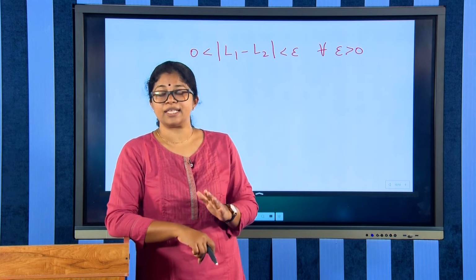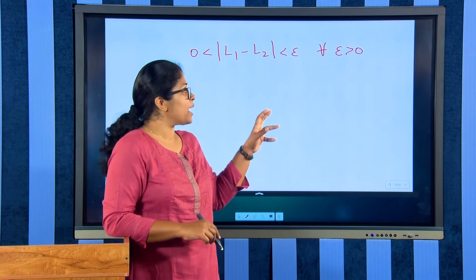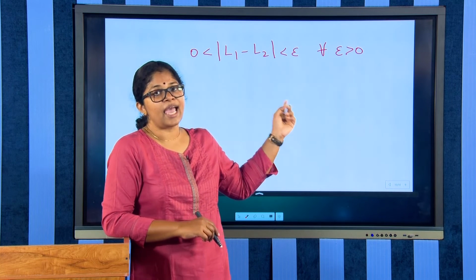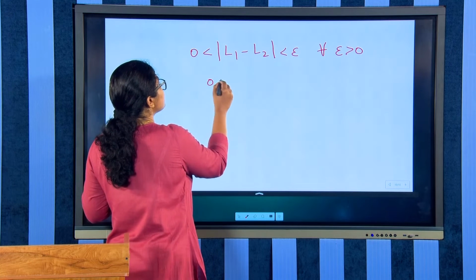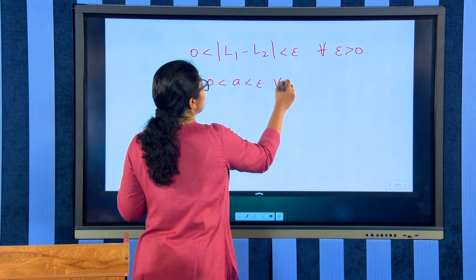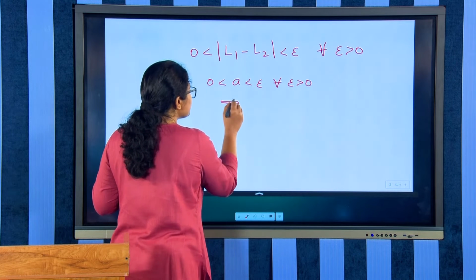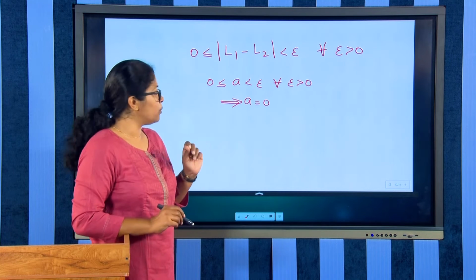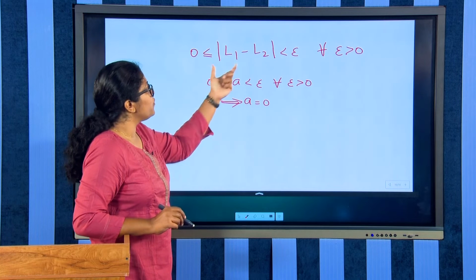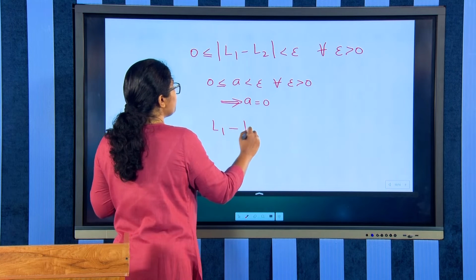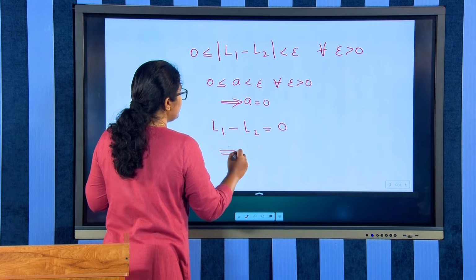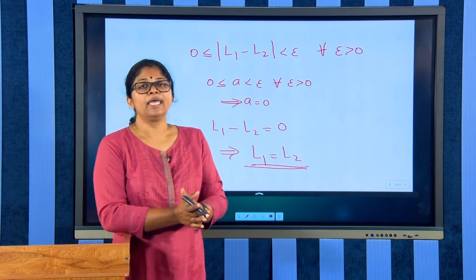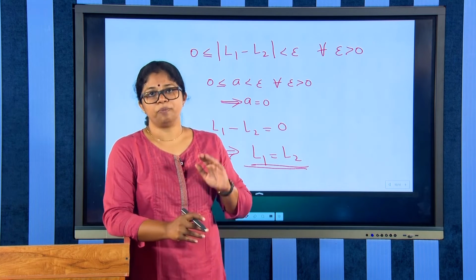So remember, in real analysis, in most of the proofs we will be applying the same techniques. In previous cases also we had applied the same technique, and if you remember, we had studied a result: 0 less than a less than epsilon for every epsilon greater than 0 pushes your a to be exactly equal to 0. So using this result, we have L1 minus L2 equal to 0, which indicates that L1 is equal to L2. So that shows that if the limit of the function exists, it should be unique.